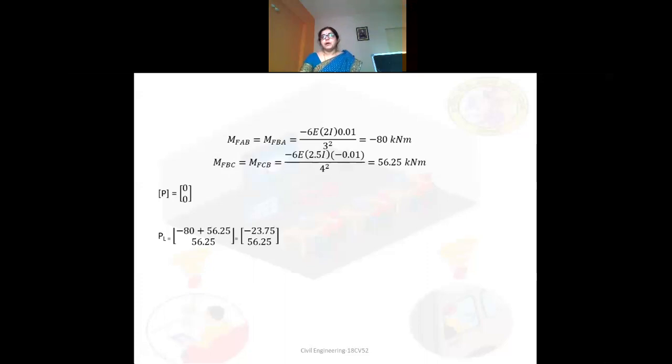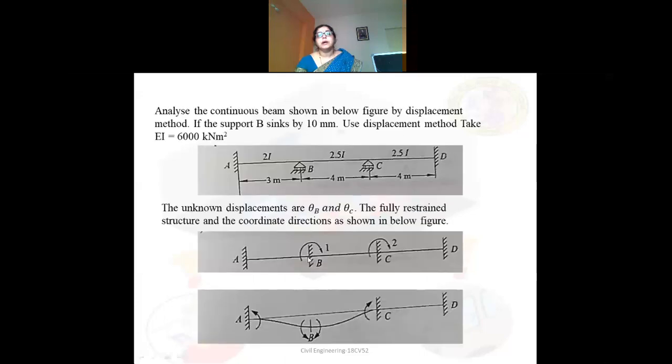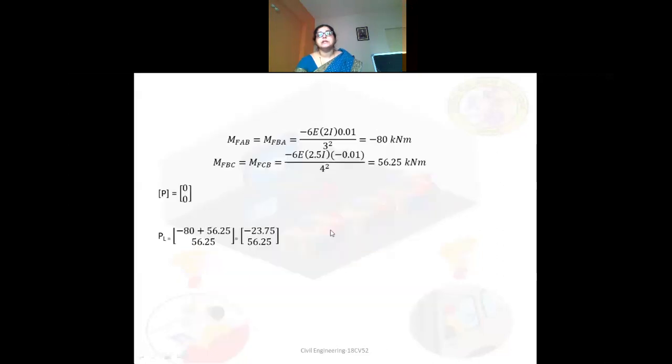Do we have any couple or moment at support B or C? No. So the external forces P are equal to 0, 0. Next, due to the restrained structure, what are the forces developed? B is connected to span BA and span BC. For span BA we got minus 80, and for span BC it is plus 56.25. So minus 80 plus 56.25 gives minus 23.75.